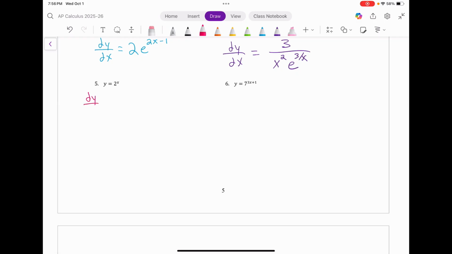Okay, so 5, this is something with a base different than e. So dy dx equals 2 to the x times the natural log of the base. And that's it.